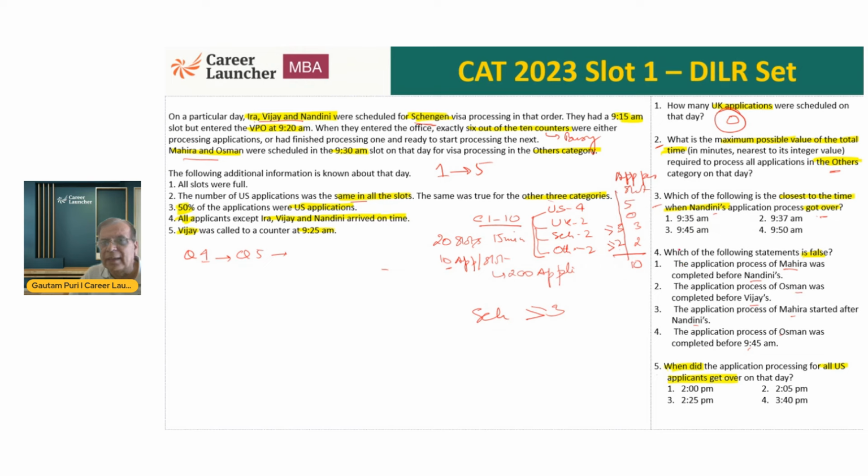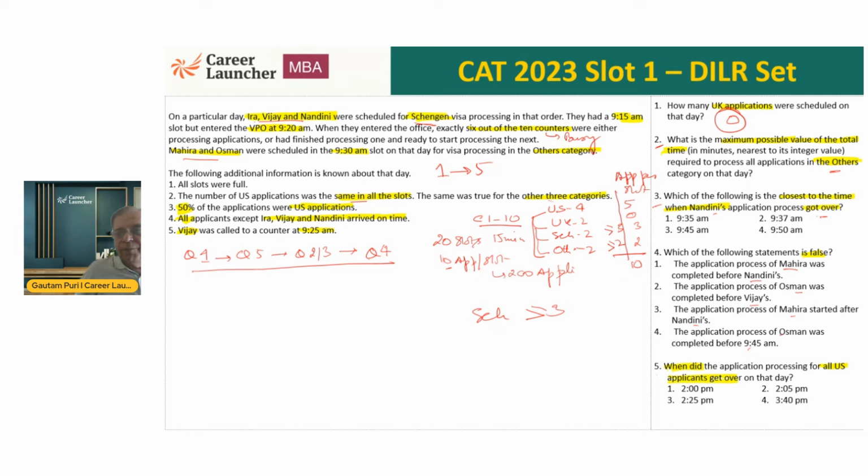Schengen does not matter much now. I'll do either question 2 or question 3, and then I'll go to question 4, because to solve question number 4, I need information from question 2 and 3 also. So this is the sequence in which you should be attempting this particular data set.